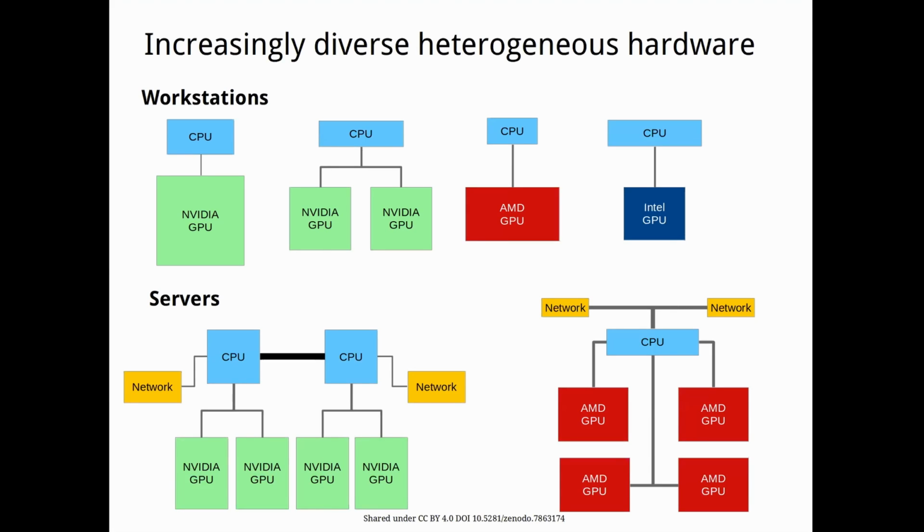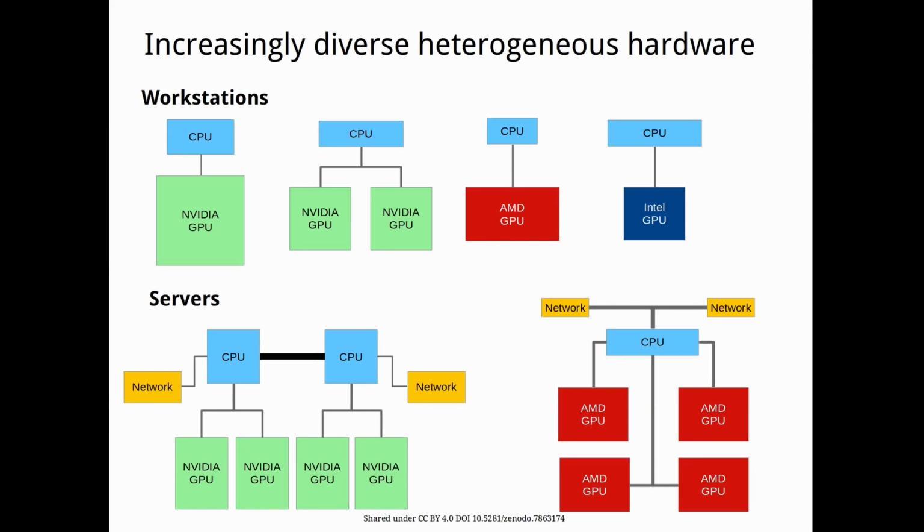So what characterizes heterogeneous hardware these days is an increase in diversity. And what I wanted to illustrate here is that unlike a couple of years ago when we first started to target GPUs and CPU plus GPU combination systems, there were only these green blocks, NVIDIA GPUs with some CPUs, perhaps one or two GPUs. But these days we have AMD GPUs, Intel GPUs increasingly. In workstations and in servers, we have a variety of topologies and interconnects and combinations of how network, CPUs and GPUs are combined.